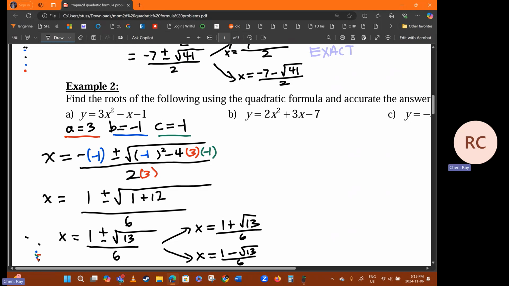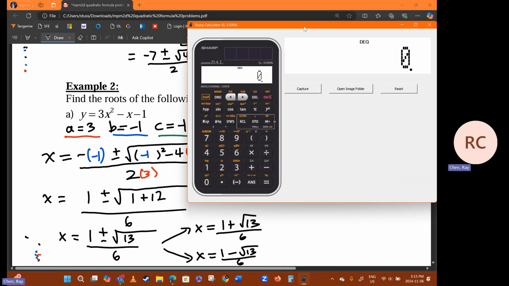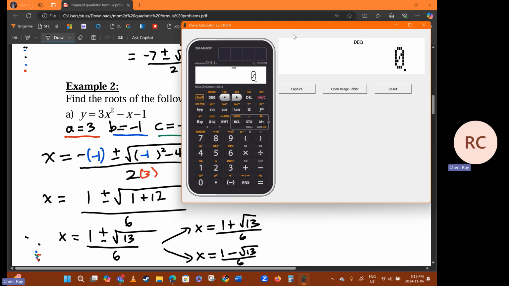Now, hopefully this is going to work. I do apologize. Let me make sure if my screen will show this. Hopefully you can see this calculator pop up. And if it doesn't show up, I do apologize. So I'm actually going to use my calculator. And hopefully it's on the screen that you're seeing right now.